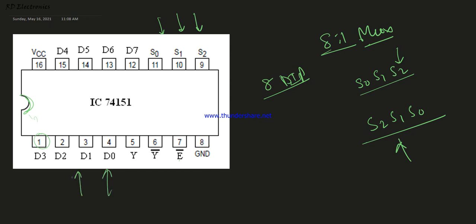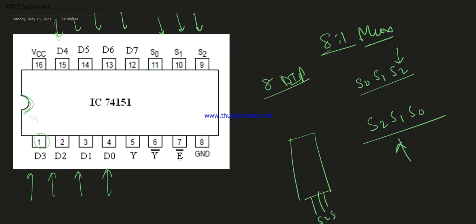Four inputs come from this side and the remaining 4 from here. Sorry, these are the data inputs, not outputs, I'm extremely sorry. These are the corresponding data inputs, because the multiplexer symbol is like that.